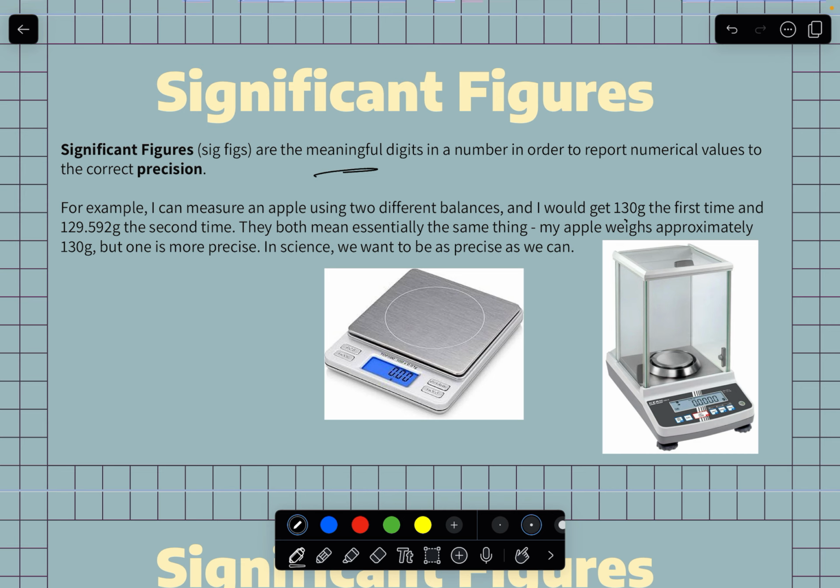precision. So if we look at this example here, if I have one apple and I have two different balances, the first time I get 130 grams on my first balance. My second balance, I get 129.592. If I look at that number, 129.592, that can get rounded to 130, which is the same as our first number. So our number is not changing. What's changing is our precision. We have decimal points here. That means we are more sure about our number than we are with that 130.